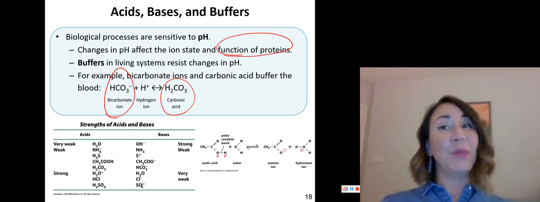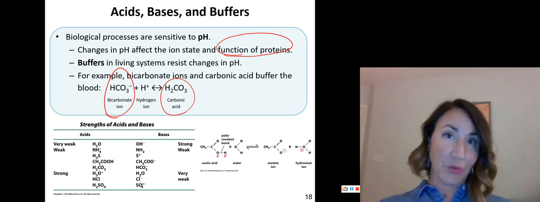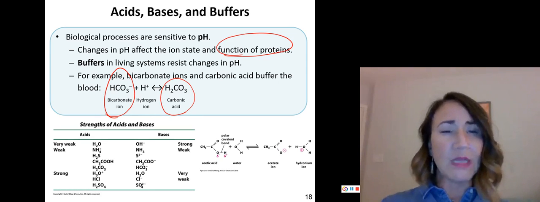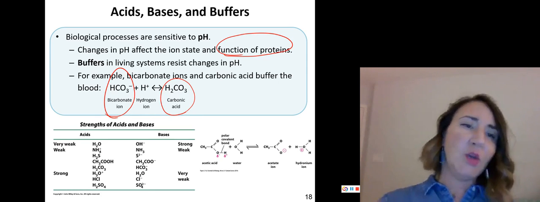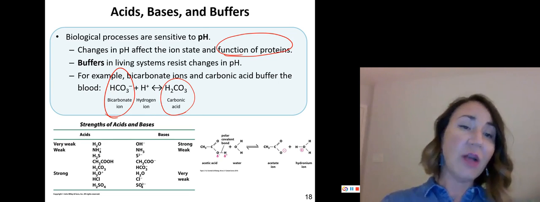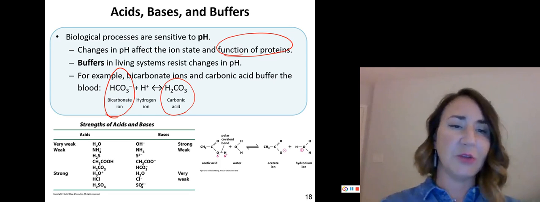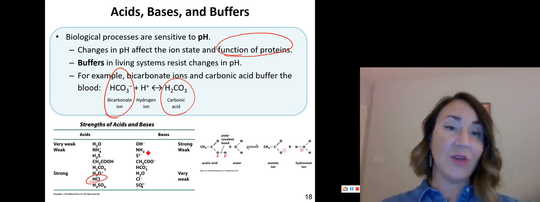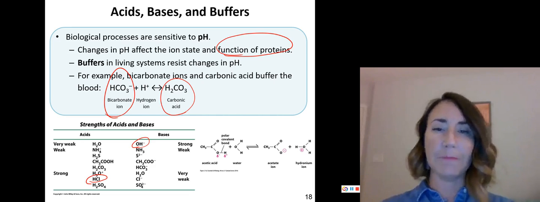So acids and bases will actually alter the function of proteins. We'll talk more about that in chapter 4. And so here at the bottom, you can see very weak acids versus very strong acids, right? Things like hydrochloric acid is a very strong acid. Things like hydroxide is a very strong base, right? And then in the middle, you have things like water.